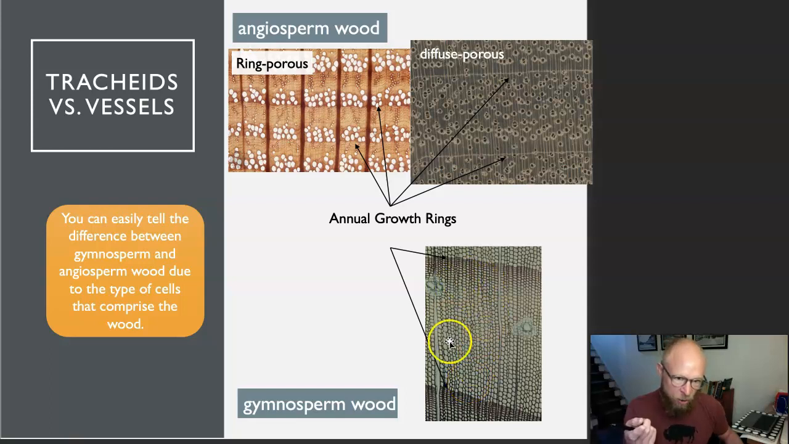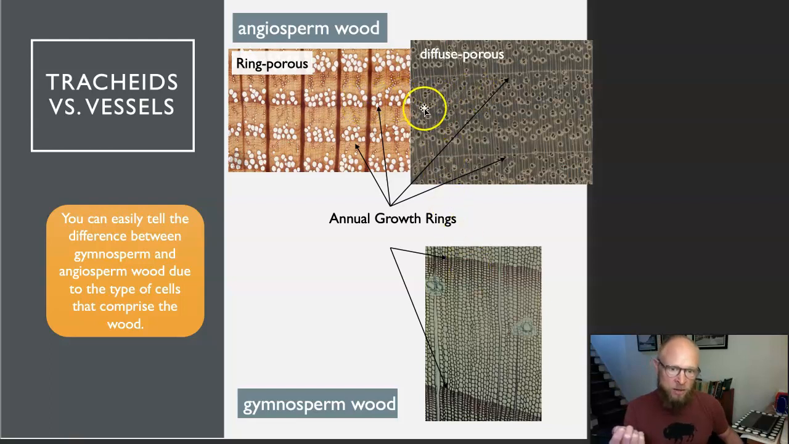And you can see for almost this whole year, the cells are pretty much the same size. I mean, if you go in there, you can see some smaller ones and some big ones, but they're relatively similar in size. And even at the end of the year here, they're getting a bit smaller, but you can still tell an individual tracheid apart from another one.